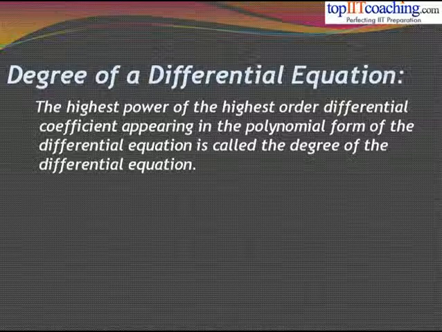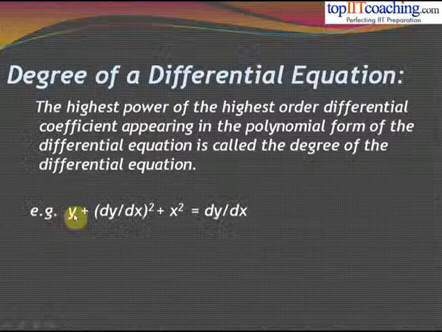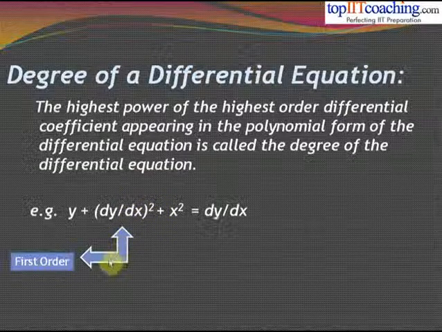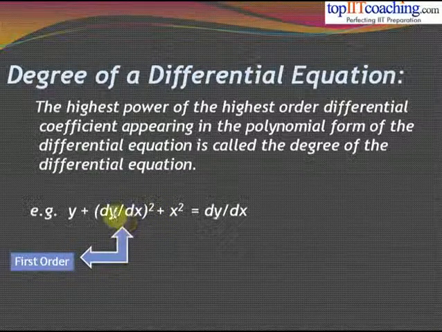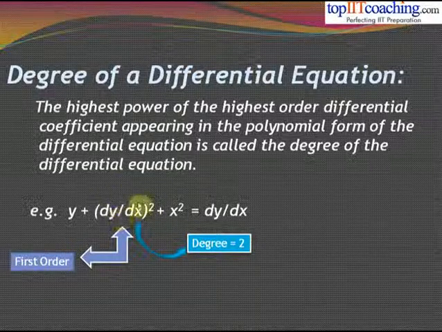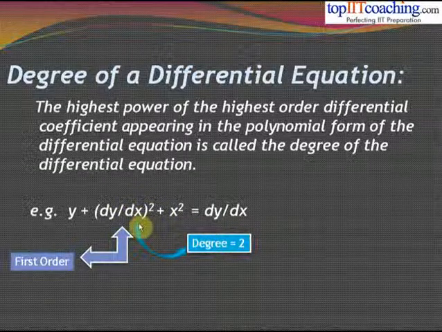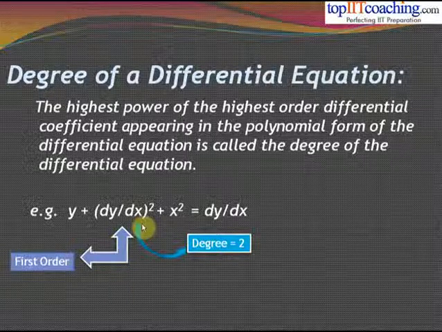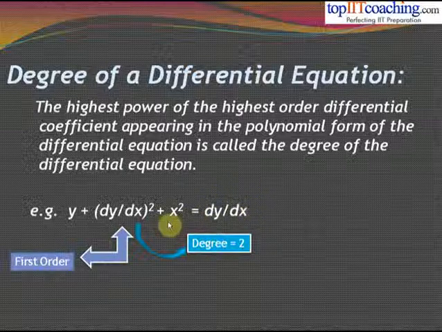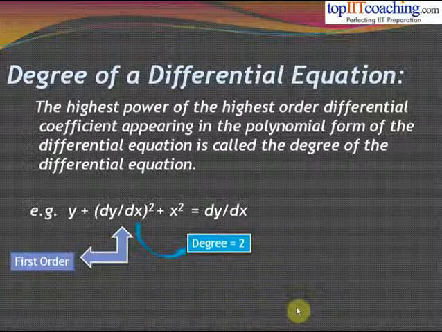For example, consider the equation y plus (dy by dx) whole square plus x square equal to dy by dx. We see that this is a first order differential equation because the highest order differential is the first one, dy by dx, and it has a power of 2, so the degree would be 2. There is a term dy by dx here also, but we consider the highest power of the highest order differential to be the degree. Thus here 2 is the degree of the differential equation.